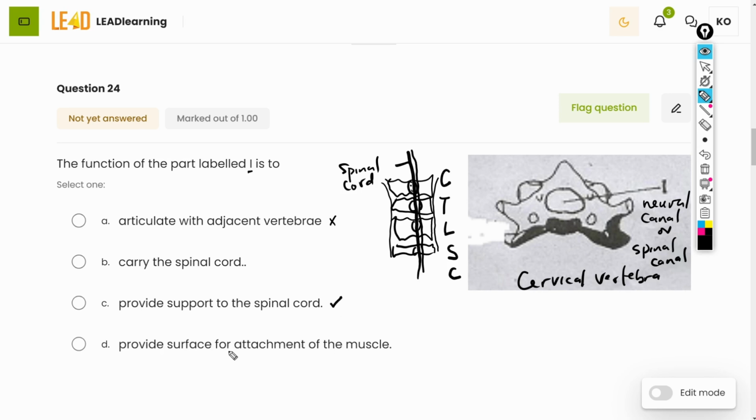D, provide surface for attachment of the muscle. No, the neural canal is not an articulating surface for muscle. It is just for the passage of the spinal cord. So our correct answer in this question is option C. I am not going with option B, that it carries the spinal cord. It makes it sound somehow as if it's lifting. No, it's actually supporting it or offering it protection.